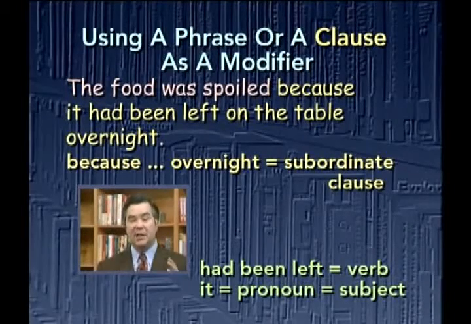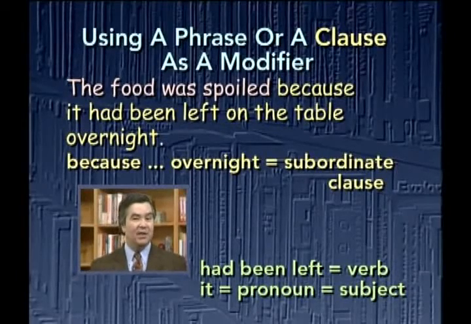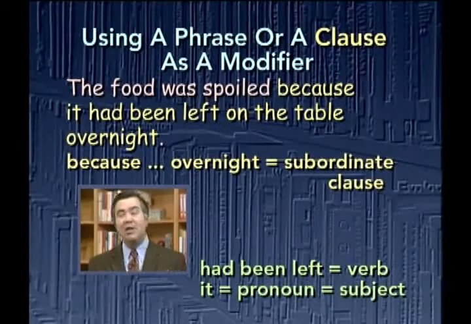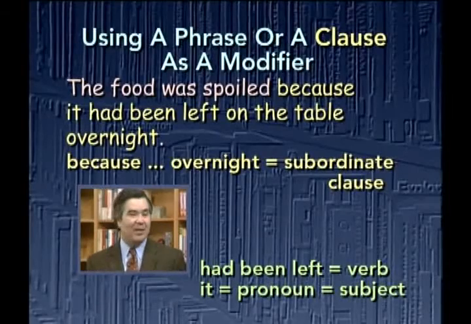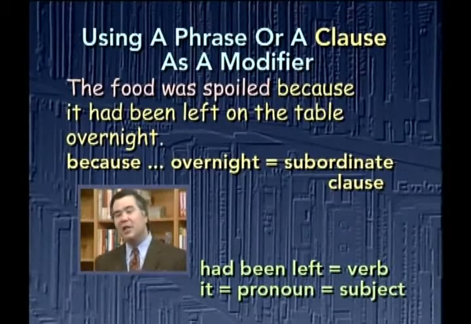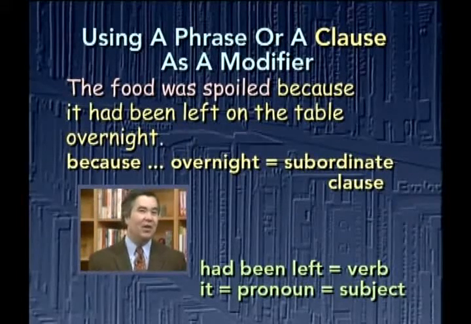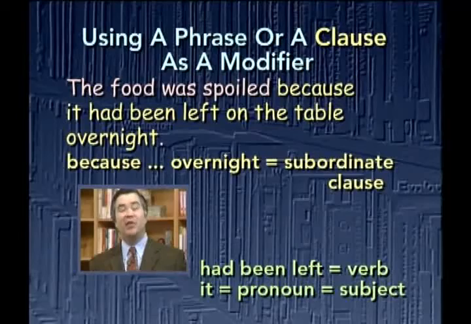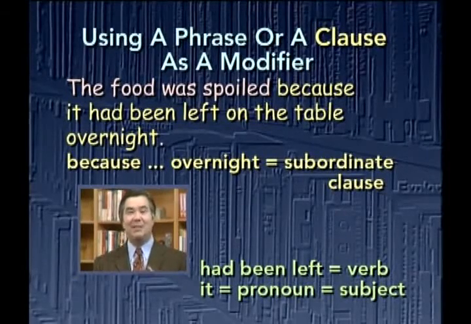A very common structure for a sentence. Now again, when you think about it, the subordinate clause, and this is usually the case, is acting as a modifier. It's giving more information about something that appears in the independent clause. Because it had been left on the table overnight, that all explains why the food was spoiled. Therefore, this subordinate clause is acting as a kind of adverb. It's giving more information about, or modifying, the verb was spoiled. So here we have an entire clause acting as an adverb, acting as a modifier.